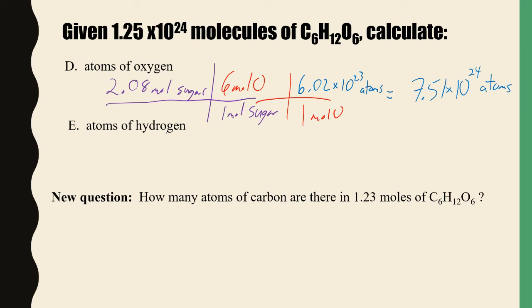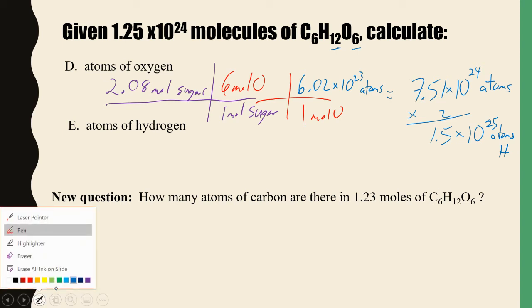All right, so then atoms of hydrogen, there's twice as many atoms of hydrogen as oxygen. So you can literally just multiply that by 2 and figure this out as 1.5 times 10 to the 25th atoms of hydrogen. That's one way to do it.